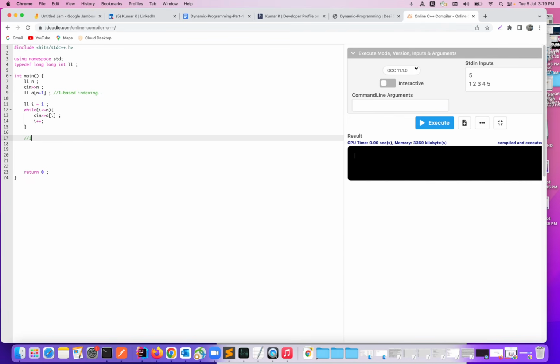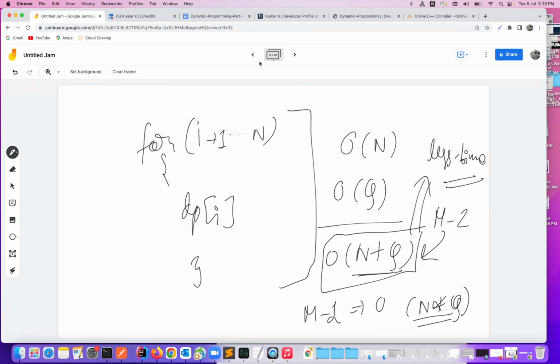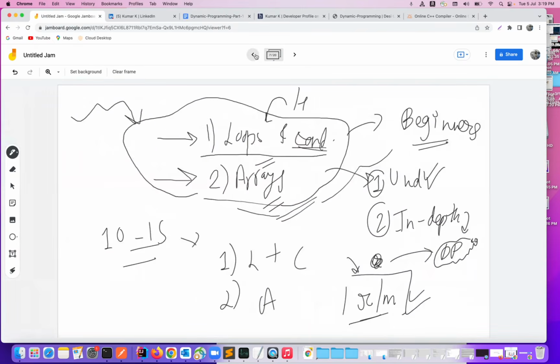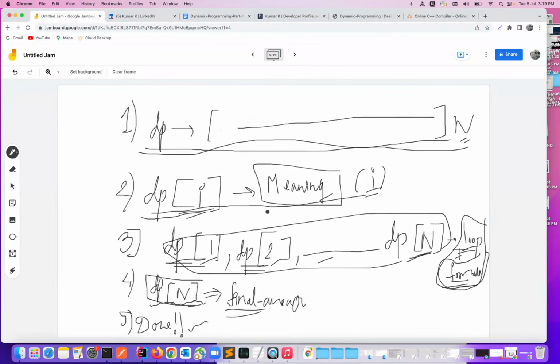Step number one is to make a DP array. So I just make a DP array. Let's give value 0 to each index. Okay. Step number 2 was, I guess, about understanding the meaning of dp of I. So we have its understanding. Step number 3 is to calculate all these dp values using loops and a formula. Okay, guys.